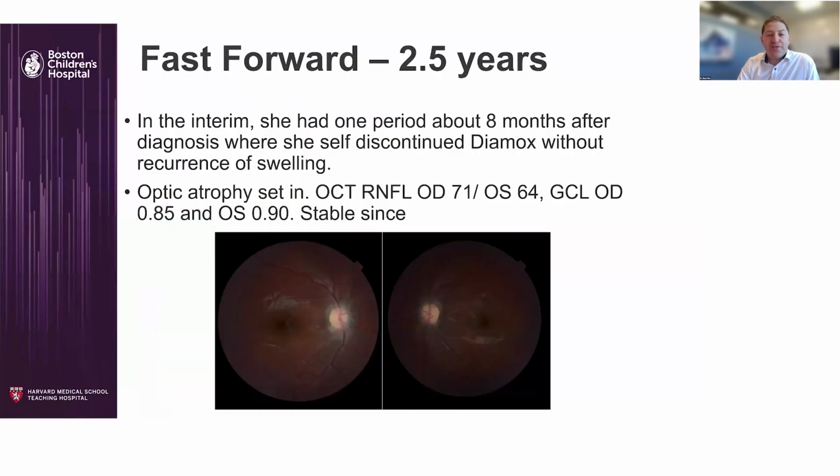Fast forward 2.5 years. She had one period of about 8 months after diagnosis where she self-discontinued her Diamox without recurrence of swelling. She now has optic atrophy. Her OCTs are 71 and 64. Her ganglion cell layers are 0.85 and 0.90, but stable.